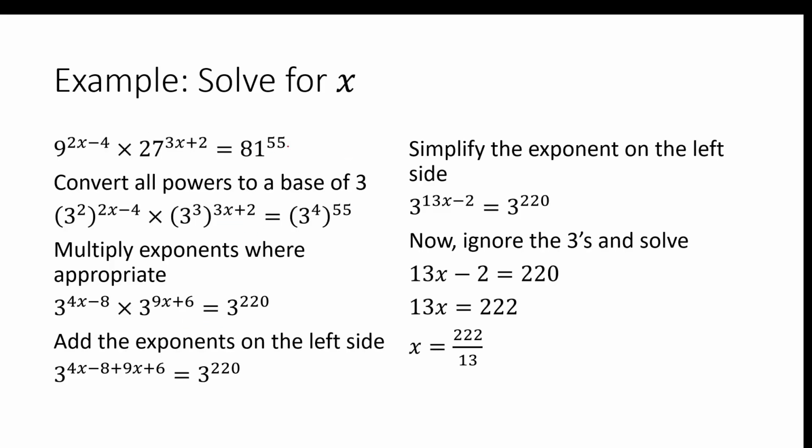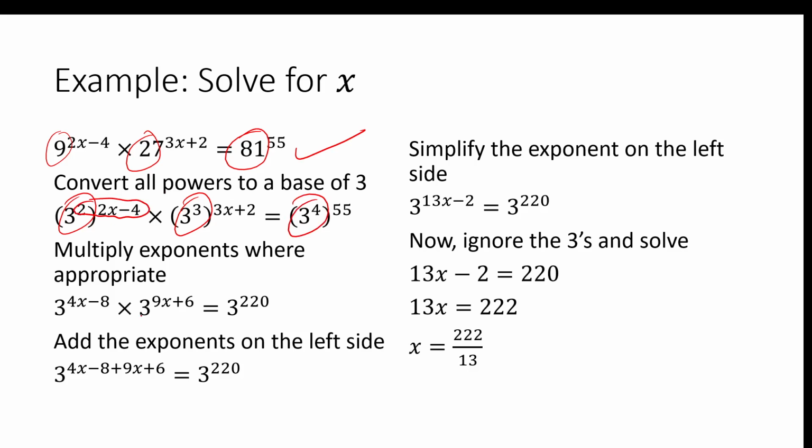Now, what if we had this equation here? It looks like a bit of a monster. Well, 9, 27, and 81 can all be expressed as powers of 3. So 9 is 3 squared, 27 is 3 cubed, and 81 is 3 to the 4. We can then multiply in each one of these cases.